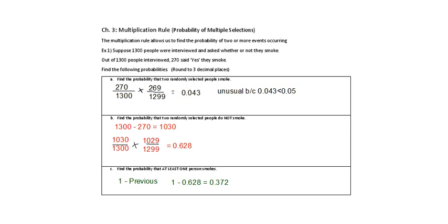Let's do a few more together. Okay, in our question, 250 students were interviewed and asked if math is their favorite. Out of 250, 178 said yes. Let's say we select two people at random and we want to see if they both say math is their favorite. Okay, well, what we'll do is we'll start by doing 178 divided by 250.